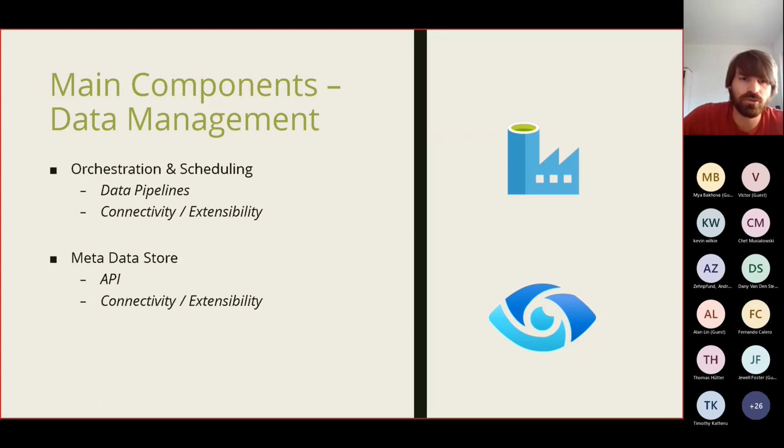For the data management tools, we need at least two of them. One is responsible for managing the different data pipelines in terms of orchestration and scheduling, so that you can define, okay, run this data pipeline at 5 a.m. every morning, and also do some proper error handling, monitoring, logging, etc., and give you the ability to define dependencies between the data pipelines. That's just very important.